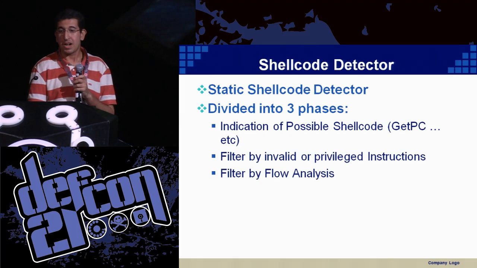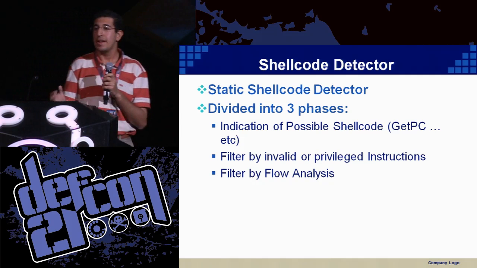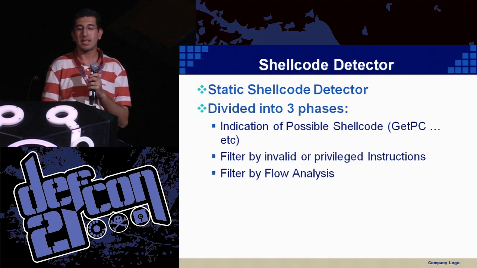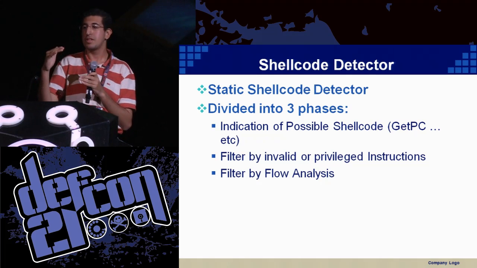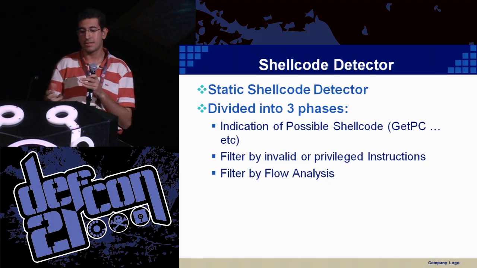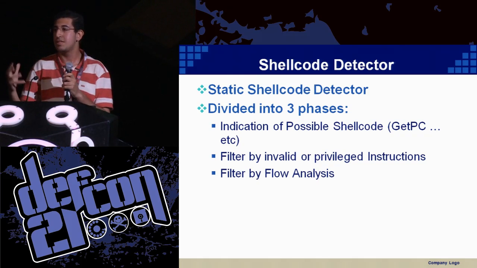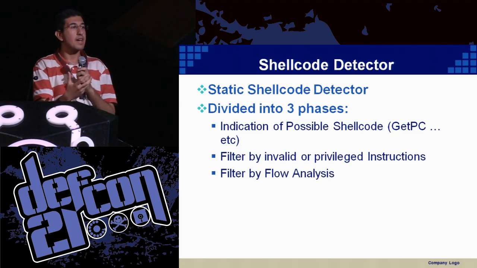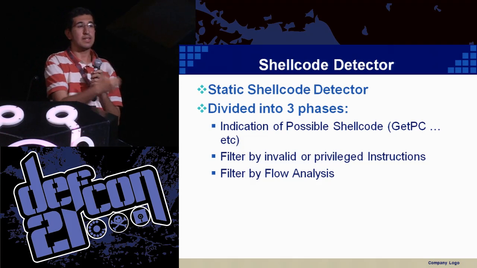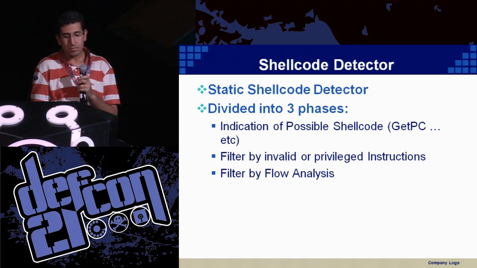So I added static shellcode detection. Static means it just disassembles or checks the bytes. When it detects shellcode, it doesn't run it. That's the meaning of static. It just scans it, disassembles it, converts it to assembly, and tries to understand if there's really assembly code or just a bunch of bytes.